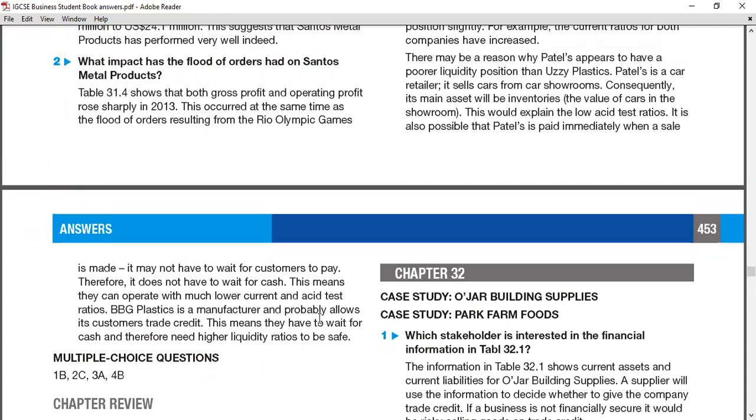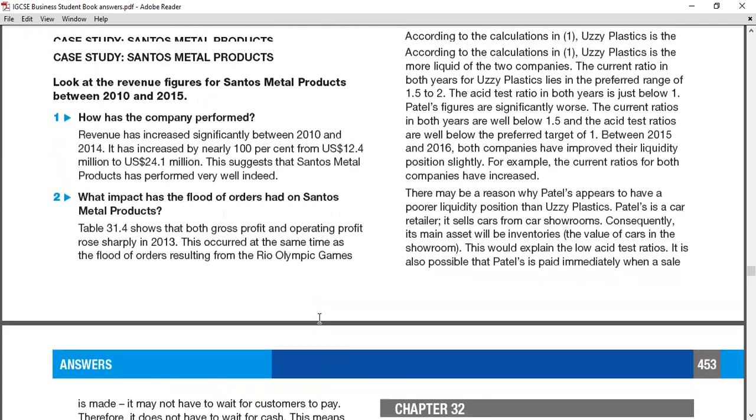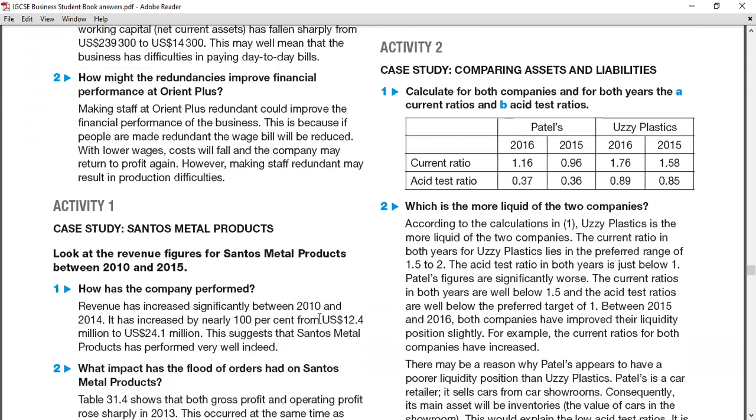Yes, very good. So normally, by looking at this, they are giving the nature of the business for comparison. For example, these two companies are not in the same industry, right? Patel is a car sale, a vehicle dealer, whereas USI Plastics is a plastic and polythene manufacturer. You can see they are two different natures.